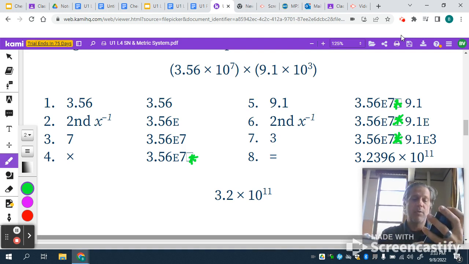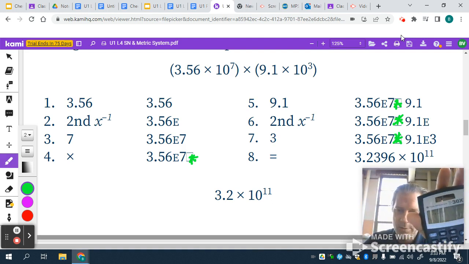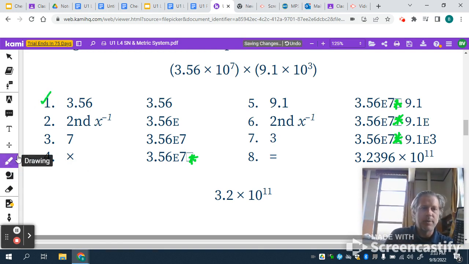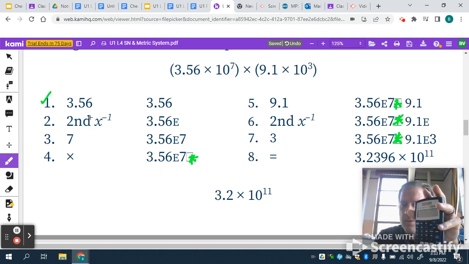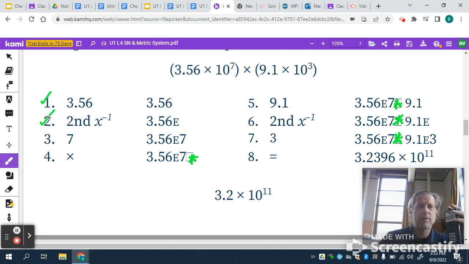So I'm going to type 3.56 into my calculator. And my calculator display is 3.56. So check. Step number 2 is to hit second key and x to the minus 1. The second key is this key right here, and the x to the minus 1 is this key right here, which is above 7. So if I hit second, x to the minus 1, I get 3.56, hard to see, E. That big capital E is calculator language for times 10.